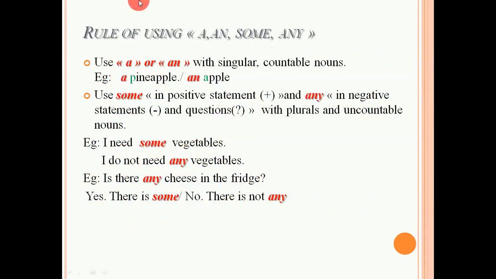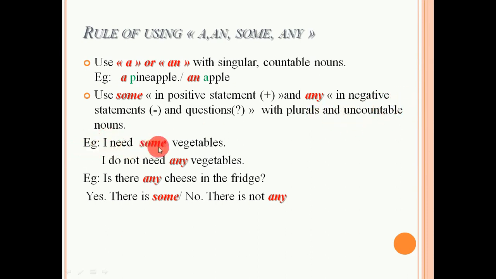Use a or an with singular countable nouns, like a pineapple, an apple. Use some in positive statements, meaning in the affirmative form; we don't use it in the negative form, only in the positive form. And we use any in negative statements and questions with plurals. When I say plural, it means between countable and uncountable nouns.